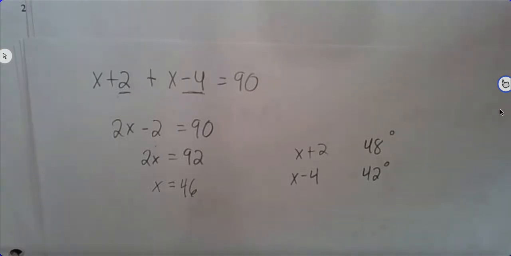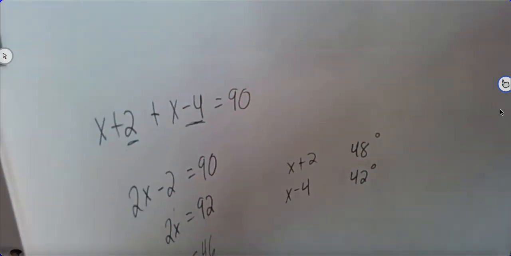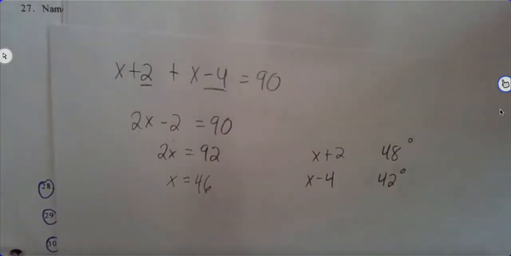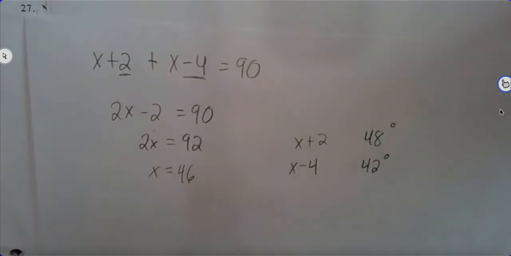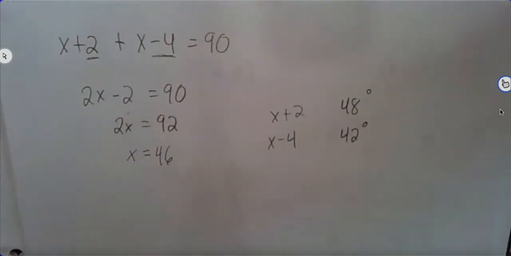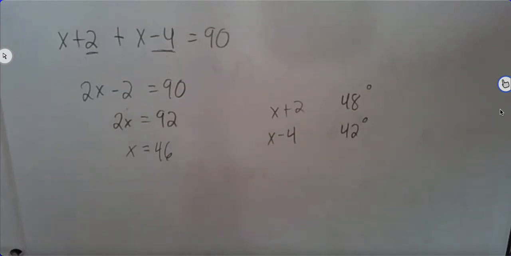It's DFG 48. Yes, that's what I thought. 48 and 42, yep, that's what we got. All right, number 30. Are we ready for 32? What's the answer? They were 48 degrees and 42 degrees. I had to plug in the 46 for X.